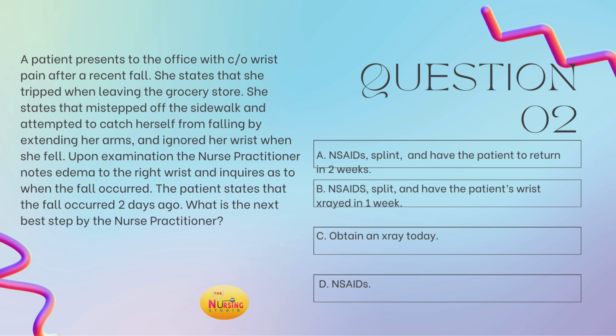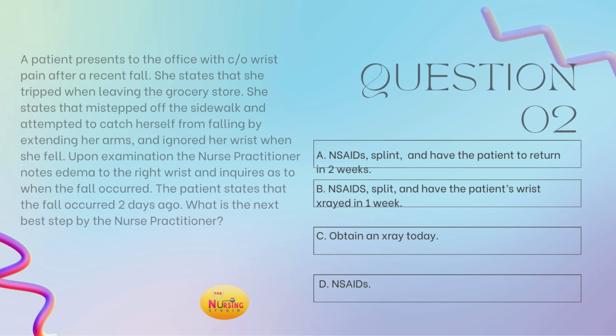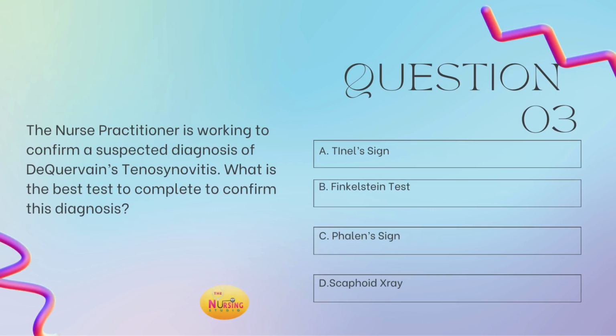It takes typically a week to appear. So you want to have them return in 1 week to do the x-ray. Doing the x-ray now will not be a benefit. It will be a false negative, right? So the best answer is B, provide NSAIDs, a splint, and have the patient return in 1 week for x-ray, okay?